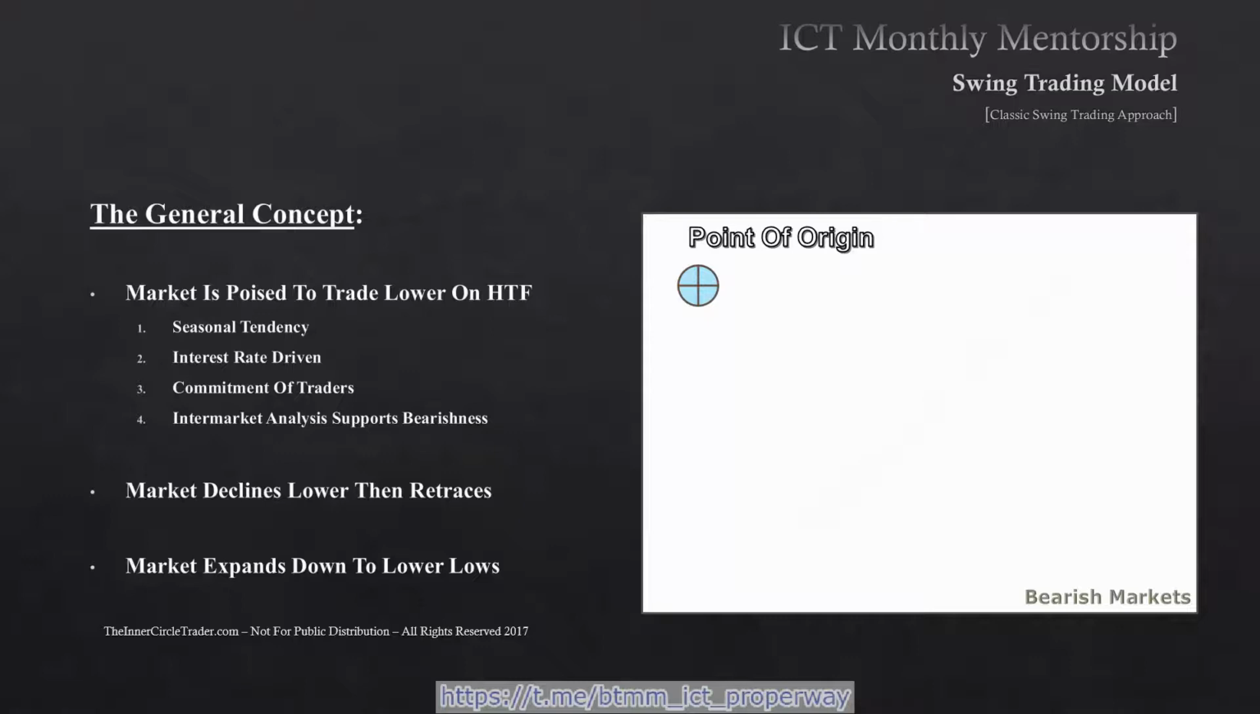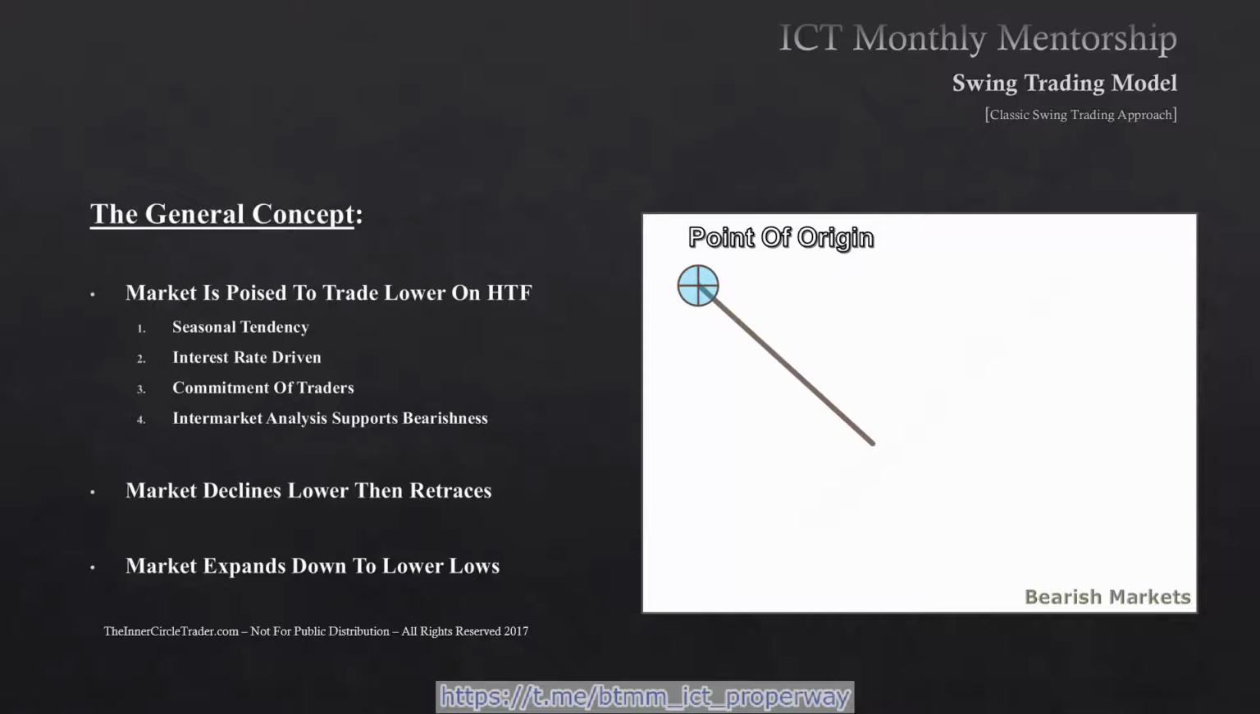If that's the case, then you have seasonal tendencies on your side, then you have interest rates on your side that would be drawing price lower, and the commitment of traders report with a heavily net short position by the commercials. Commercials are large hedgers, and we'll talk about that when we get into commodities. The intermarket analysis supports the idea too. This is institutional market structure. This is SMT divergence, those ideas.